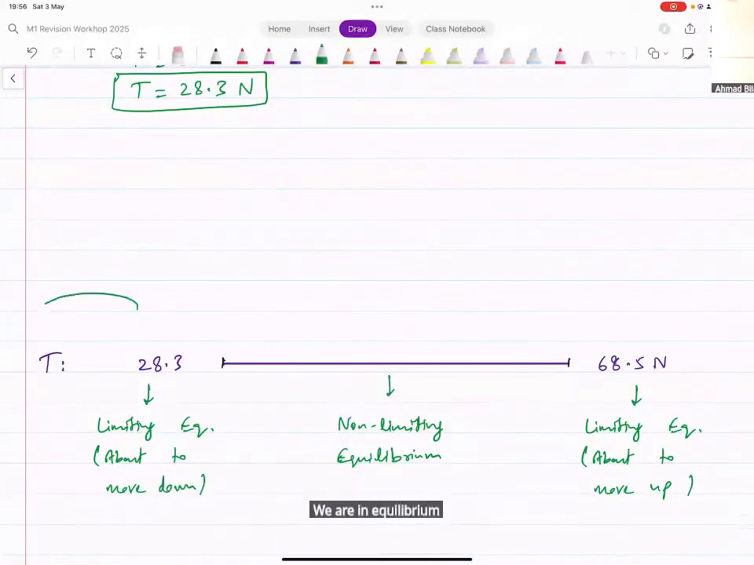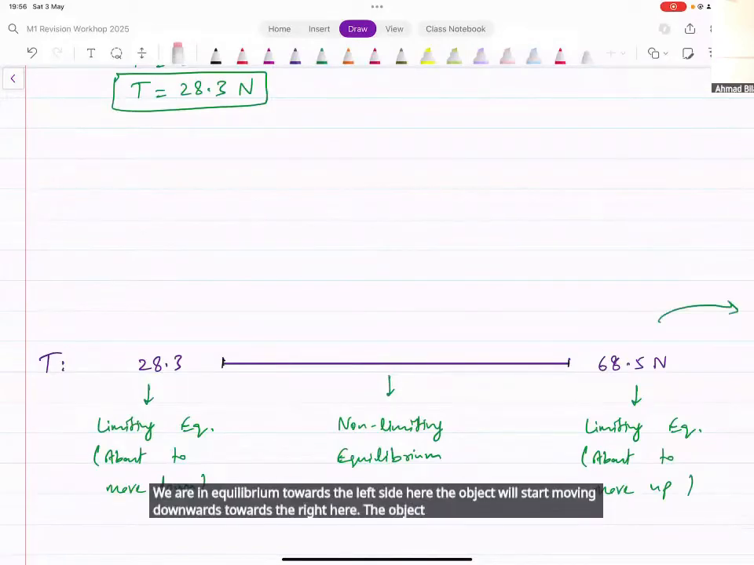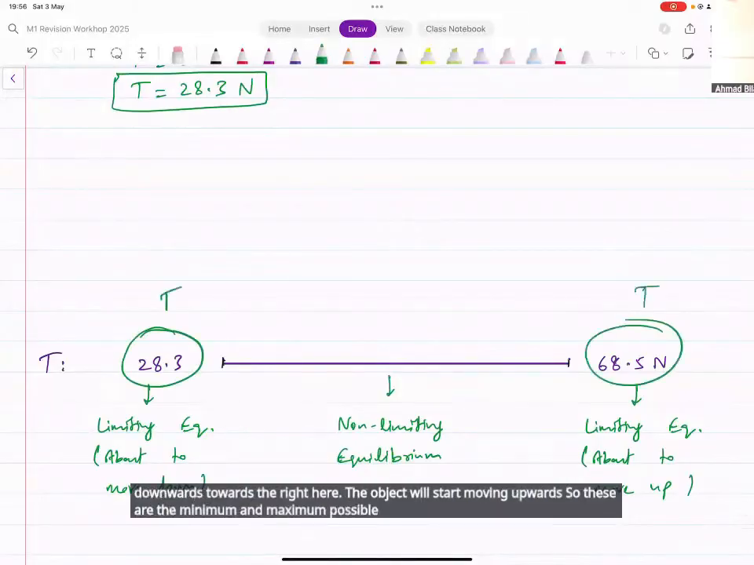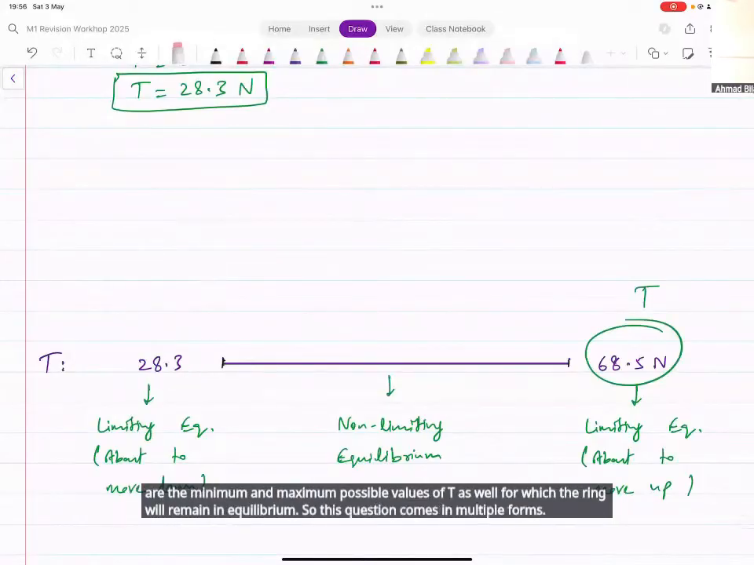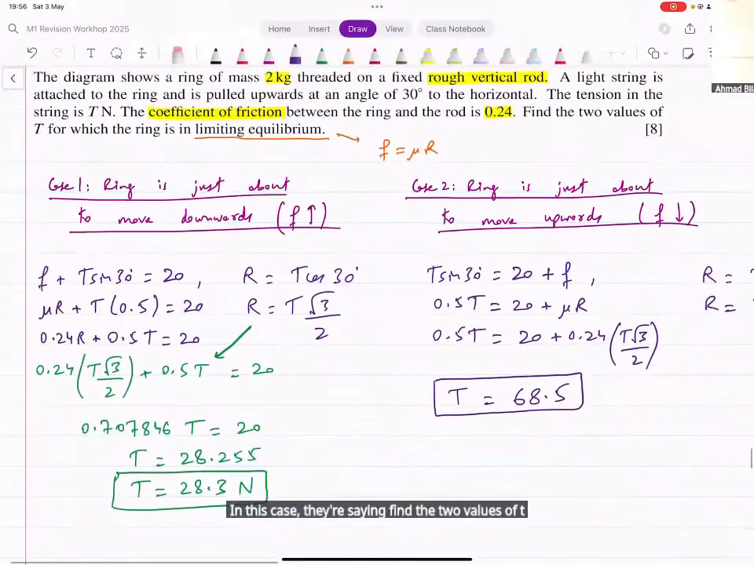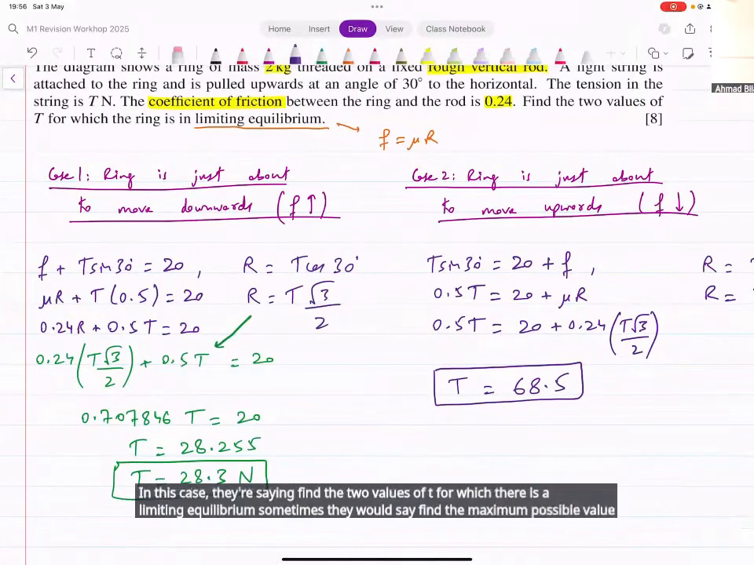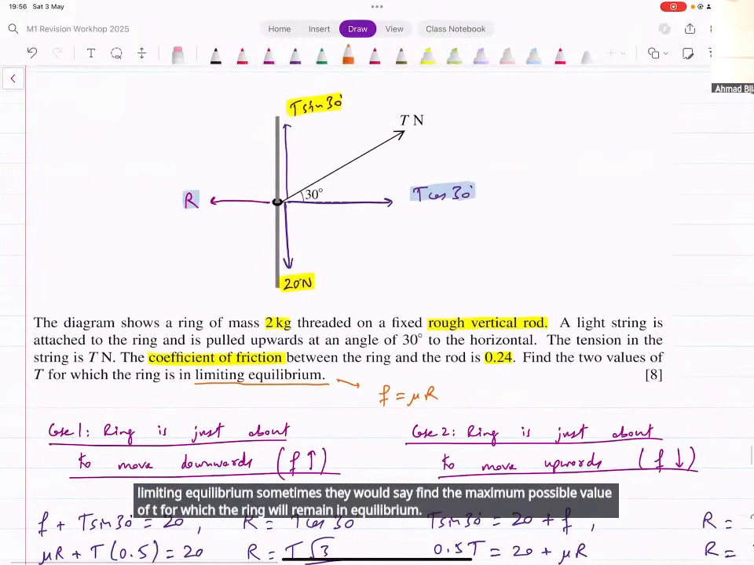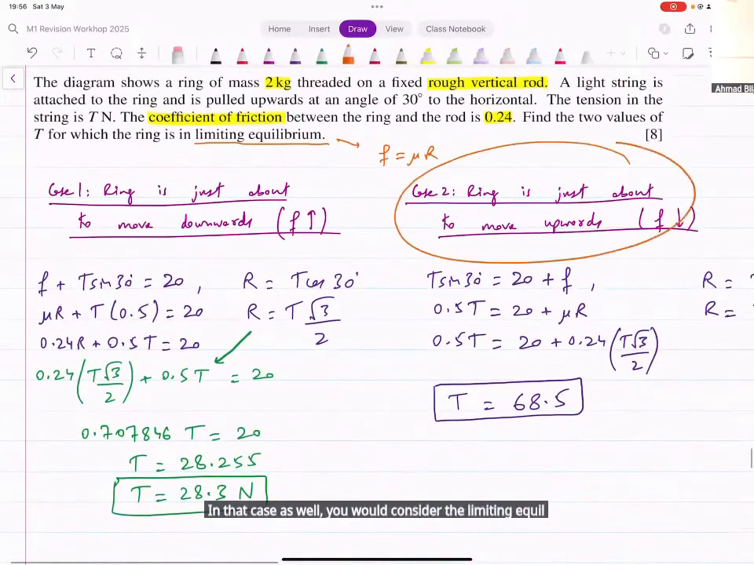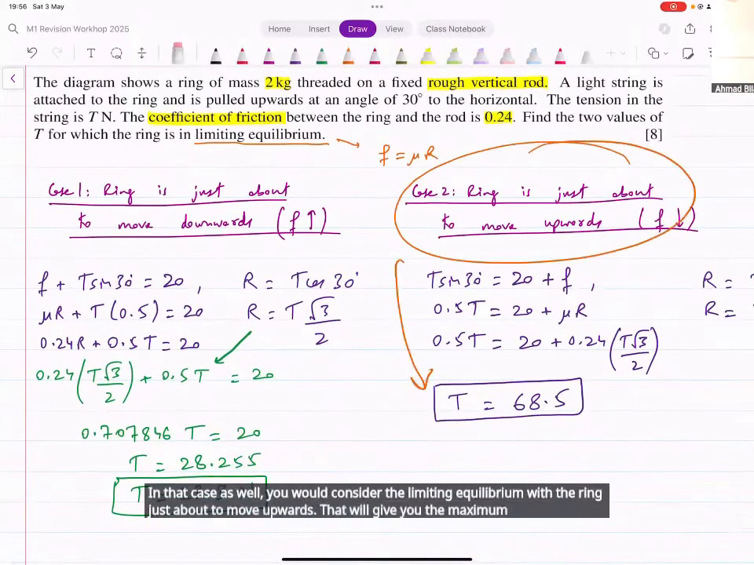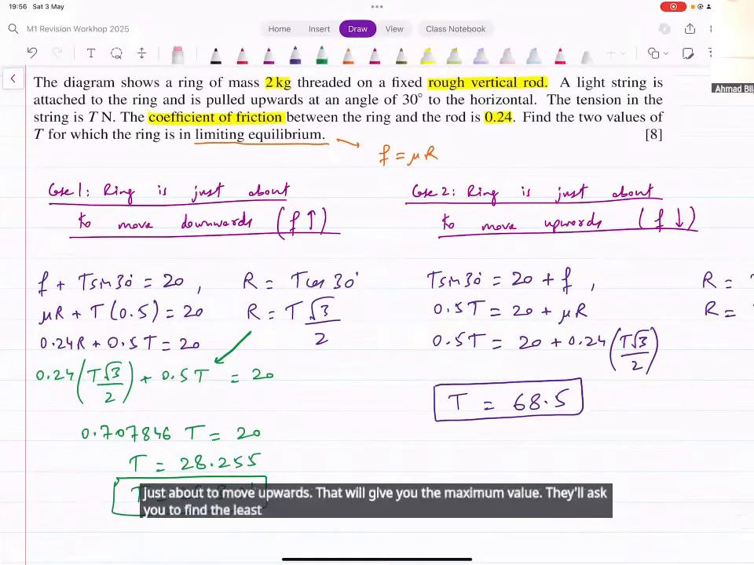Towards the left side here, the object will start moving downwards. Towards the right here, the object will start moving upwards. So these are the minimum and maximum possible values of T for which the ring will remain in equilibrium. So this question comes in multiple forms. In this case, they're saying find the two values of T for which the ring is in limiting equilibrium. Sometimes they would say find the maximum possible value of T for which the ring will remain in equilibrium. In that case as well, you would consider the limiting equilibrium with the ring just about to move upwards. That will give you the maximum value. They'll ask you to find the least possible value of T for which the ring remains in equilibrium.